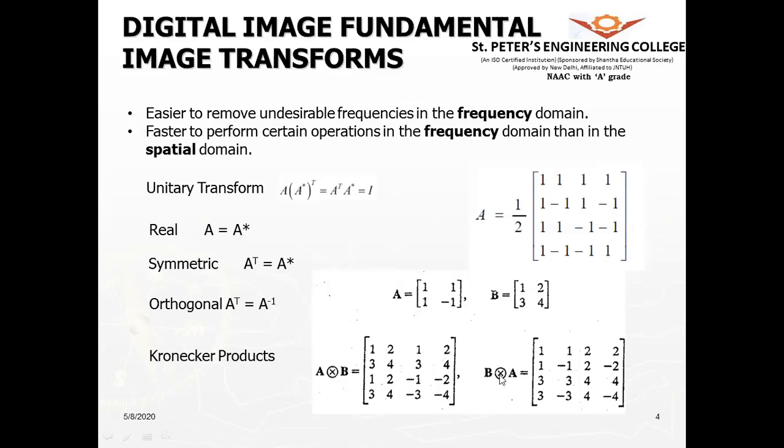And the Kronecker product of A and B is not the same as the Kronecker product of B with A. That we can verify here. So these are some of the things.